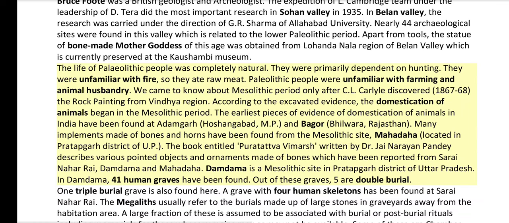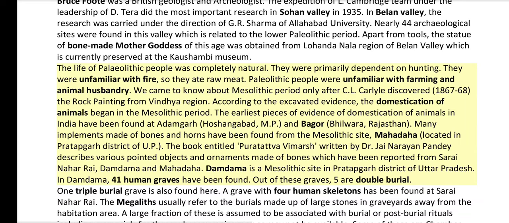Bhilwara, Rajasthan. Many implements made of bones and horns have been found from the Mesolithic site, Mahadaha, located in Pratapgarh district of UP. The book entitled Puratattva Vimarsh, written by Dr. Jaya Narayan Pandey, describes various pointed objects and ornaments made of bones which have been reported from Sarai Nahar Rai, Damdama and Mahadaha. Damdama is a Mesolithic site in Pratapgarh district of Uttar Pradesh.